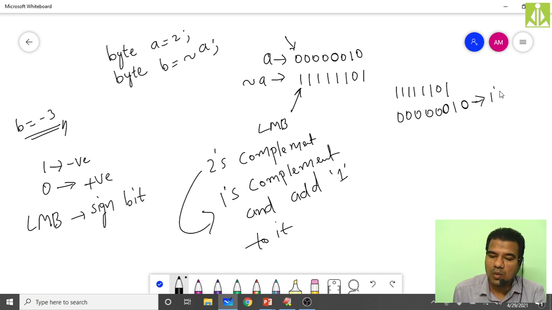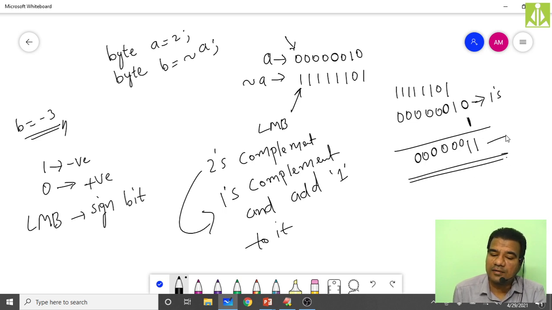This is 1's complement. Now to get the 2's complement, what we have to do? Add 1 to it. So like this we are adding 1. So now what will happen? This 1, 1 and the remaining all 6 zeros: 1, 2, 3, 4, 5, 6. This is 3. And this is 2's complement.